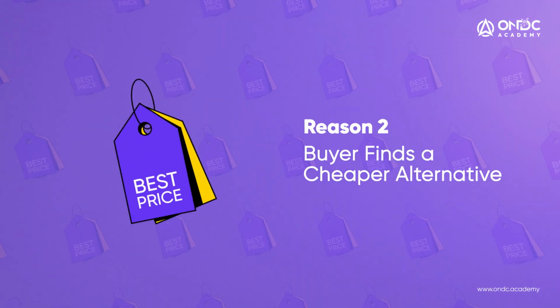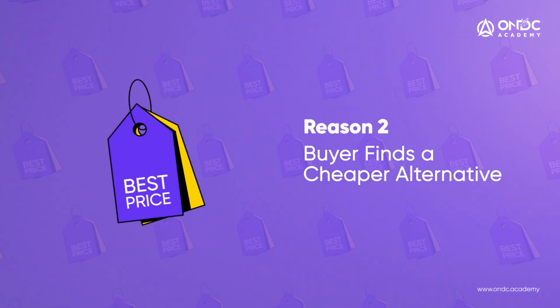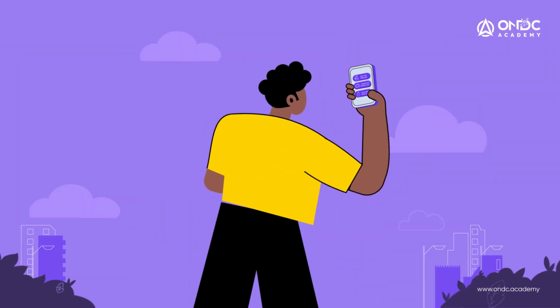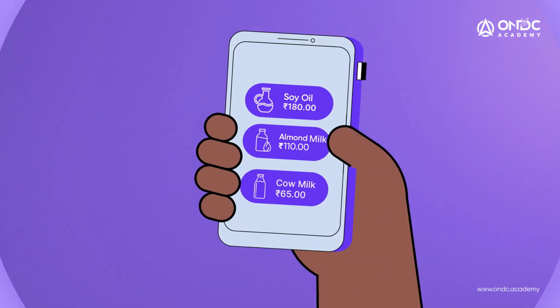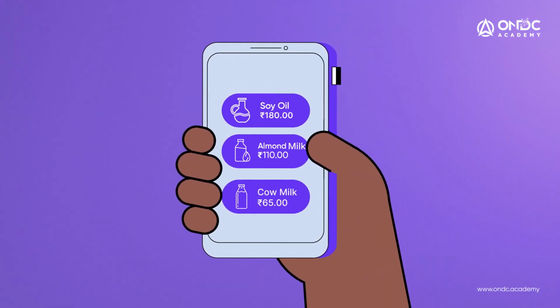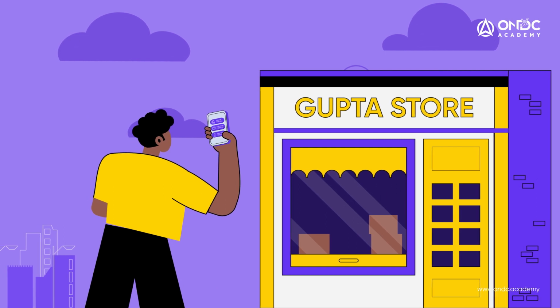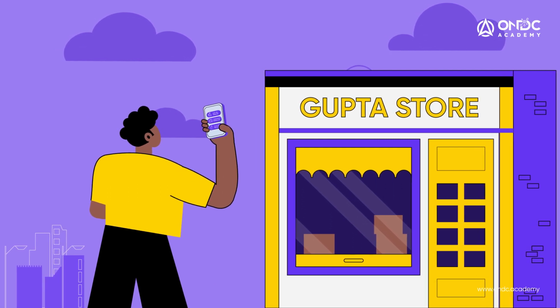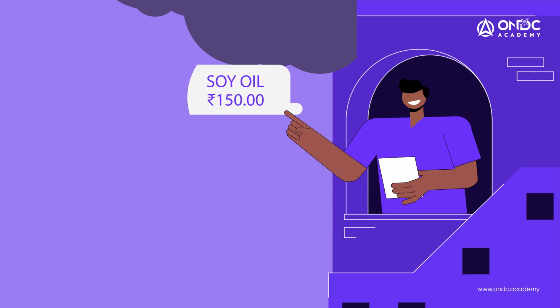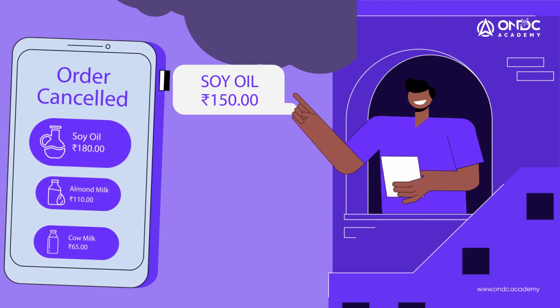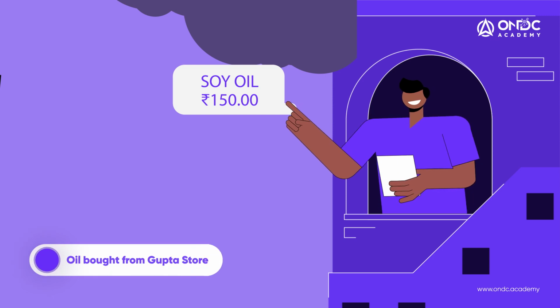is being implemented and followed. The second reason, a buyer finds the same product at a cheaper price elsewhere. After placing an order, the buyer may browse through other seller network participant listings or may explore the price of the same product in offline markets. If a buyer finds a lower price in any of these places, he or she might choose to cancel the current order and buy from these alternate sources at a lower price instead.